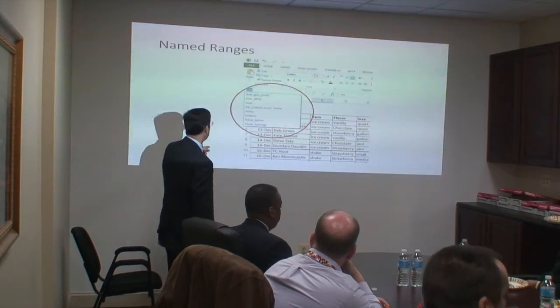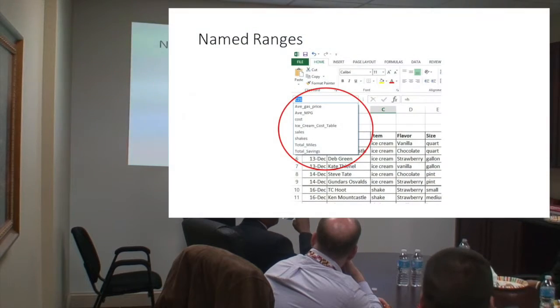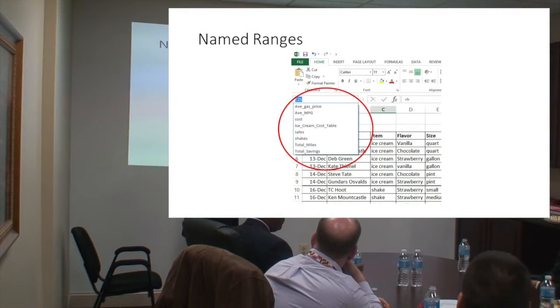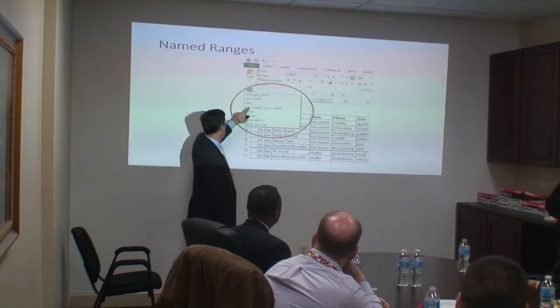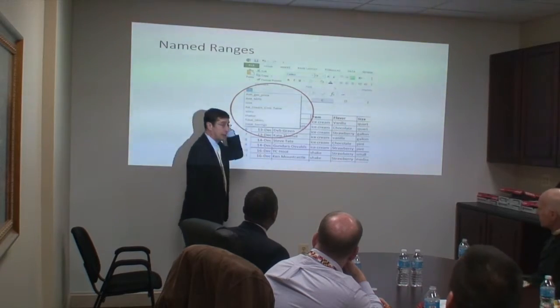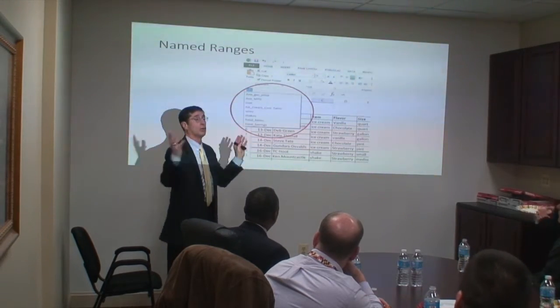And this is the pull down. So if I need to go look at that cost set of cells, all I do is click on that, and it takes me there automatically. It could be anywhere in the workbook.